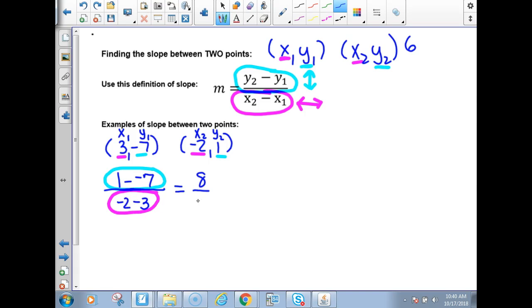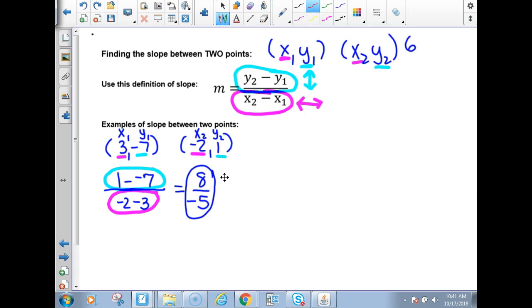-3 minus 3 would be -5. This does not reduce, so that is our slope. That would mean up 8, and one way you could do it is up 8, left 5. I prefer to do the following, and I'm going to not write that. Please don't write that. All right.